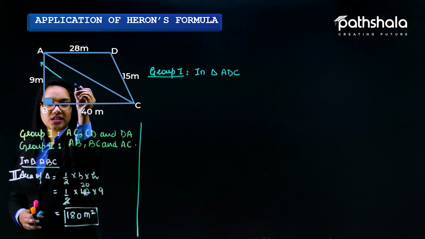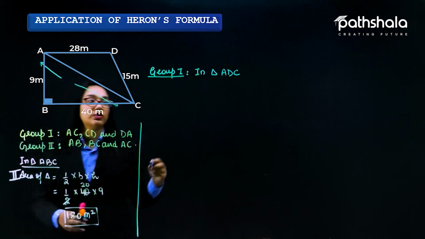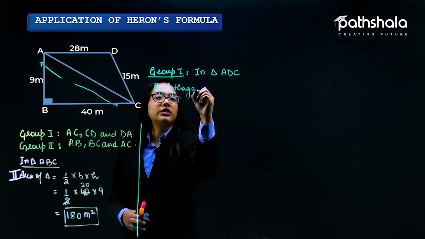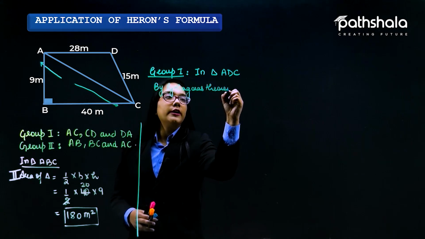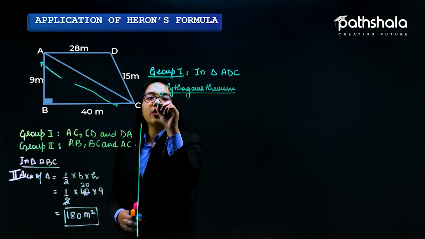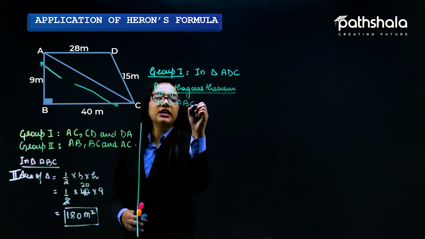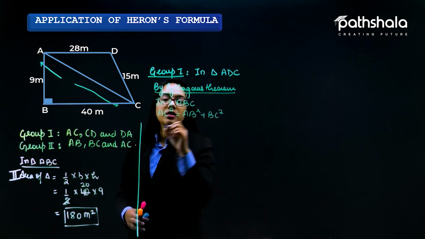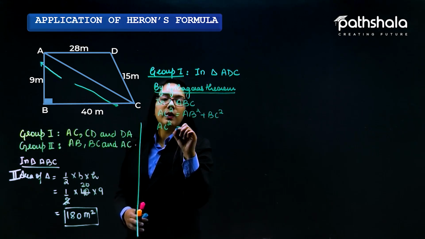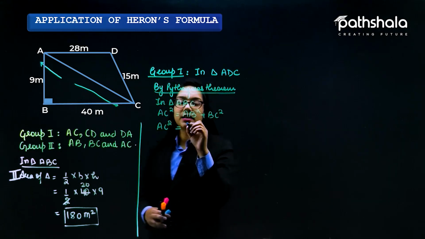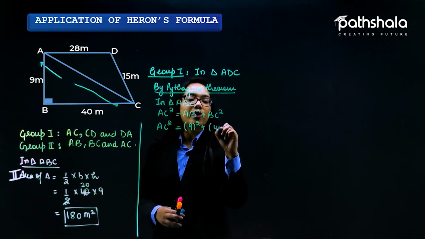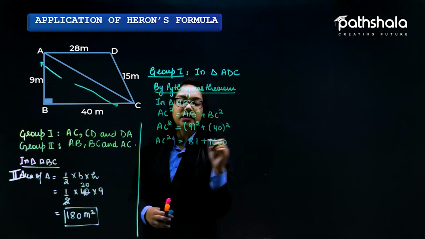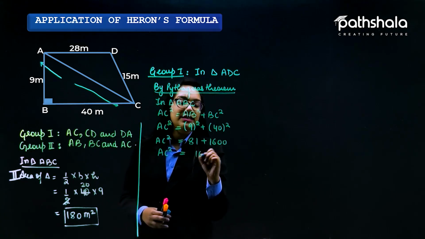So let's calculate AC using the Pythagoras theorem. By Pythagoras theorem, in triangle ABC, AC square is equal to AB square plus BC square. What is AB? AB is 9 square. BC is 40 square. So AC square is equal to 81 plus 1600. So AC square is equal to 1681.